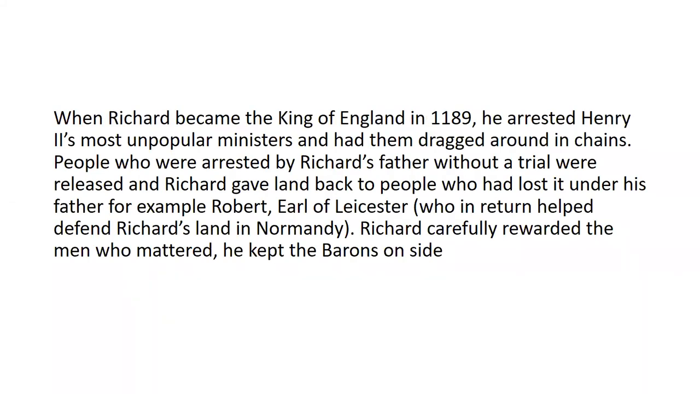When Richard became the King of England in 1189, he arrested Henry II's most unpopular ministers and had them dragged around in chains. People who were arrested by Richard's father without a trial were released, and Richard gave land back to the people who had lost it under his father. For example, Robert, Earl of Leicester, who in return helped defend Richard's land in Normandy. Richard rewarded the men who mattered. He kept the barons on his side.